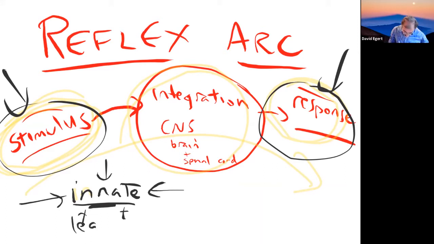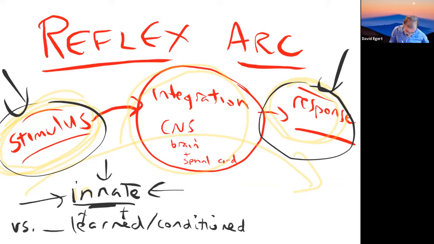There are also learned reflexes, also called conditioned, versus innate. The classic example that everybody knows is Pavlov's dog. Normally if you ring a bell, a dog is not going to salivate. But if you put a big hunk of meat in front of him, he will salivate. But if you start pairing the bell and the meat, the bell and the meat, eventually he just hears the bell and he starts salivating. That's a learned reflex, a conditioned reflex.